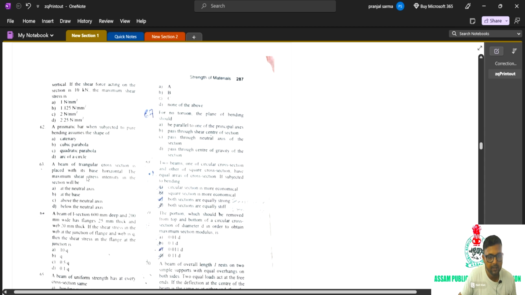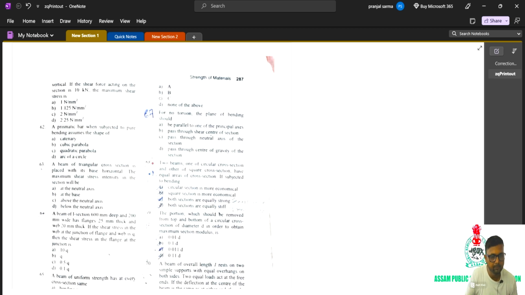Next question is, a beam of triangular cross section is placed with its base horizontal. The maximum shear stress intensity at the section will be? So here is a triangular cross section. Now, if I look at the shear stress distribution of the triangular section, this is the CG. This is the neutral axis. Here, this is the maximum. Maximum is at the mid section, h by 2.